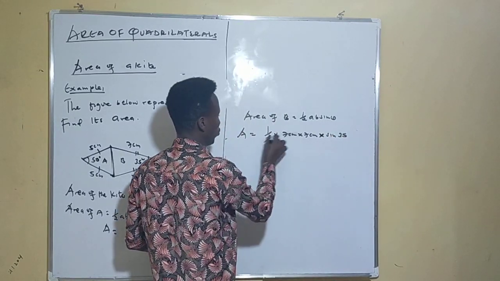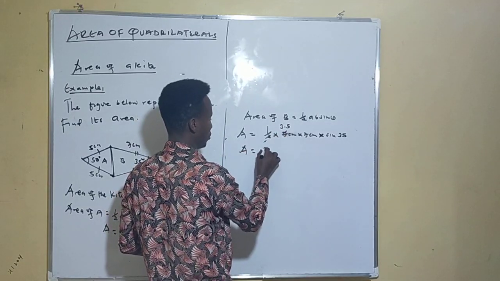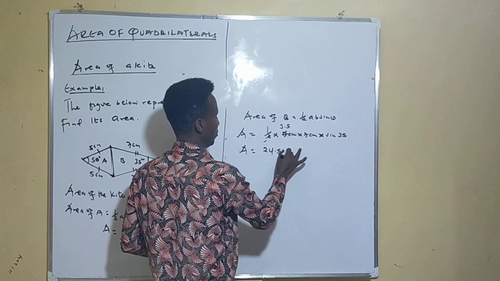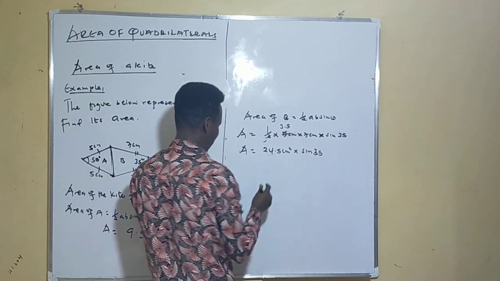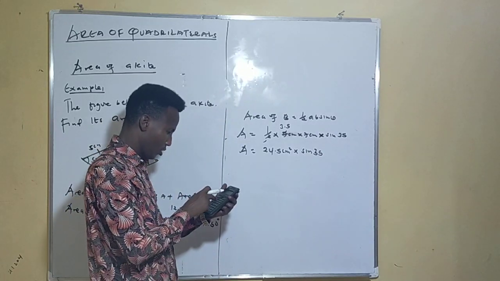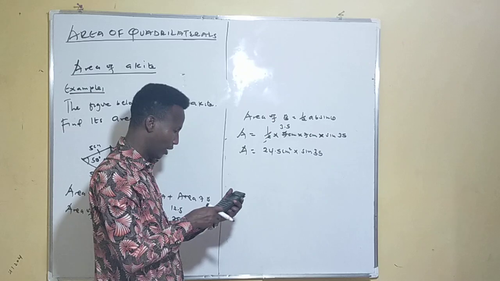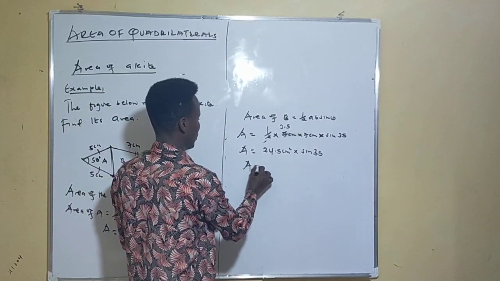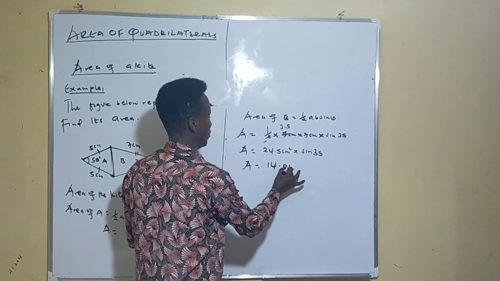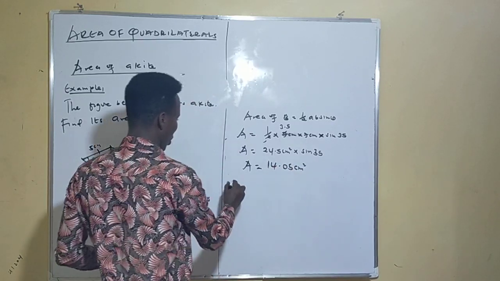So 1 by 2 is 3.5. So area is equal to 3.5 times 24.5 centimeter squared times sine of 35. So 24.5 times sine of 35 is 14.05. Area is equal to 14.05 centimeter squared.